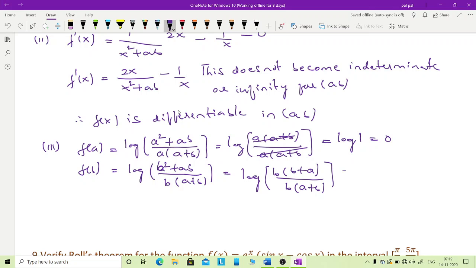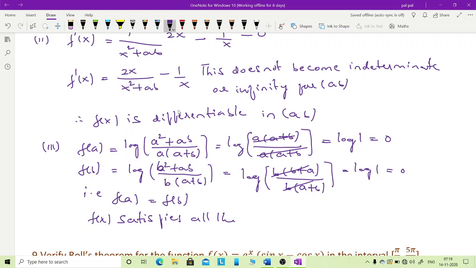a plus b is the same as b plus a because of the commutative property in addition. Both numerator and denominator are the same, we can cancel this. Remaining here is log 1. Log 1 is 0. So f of a is equal to f of b. So f of x satisfies all the conditions of Rolle's theorem.